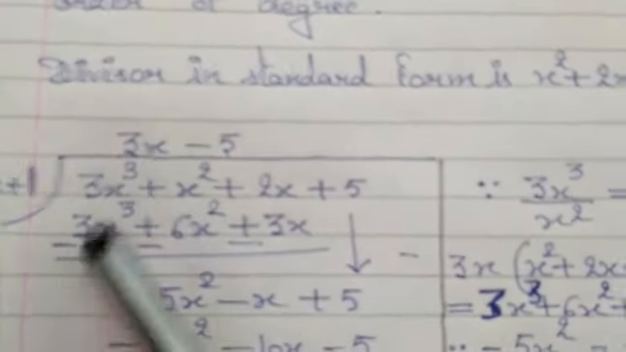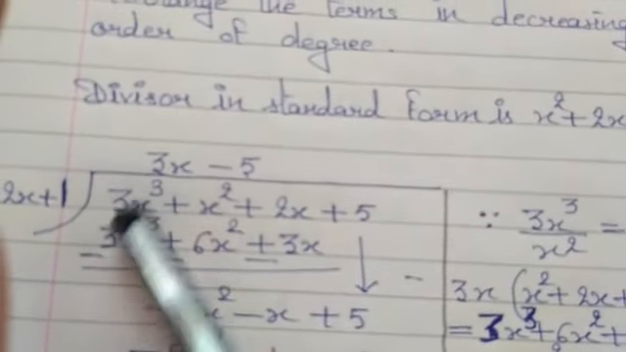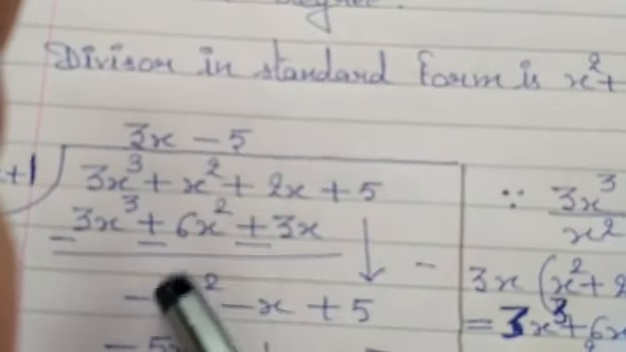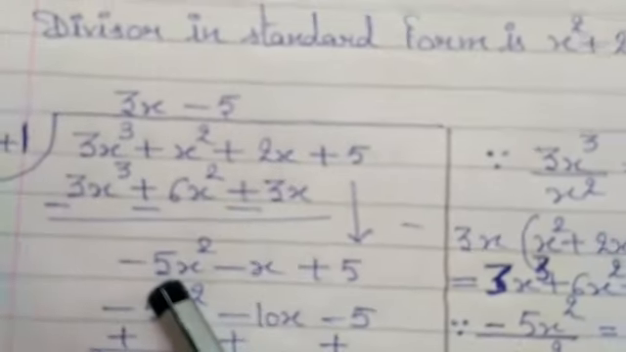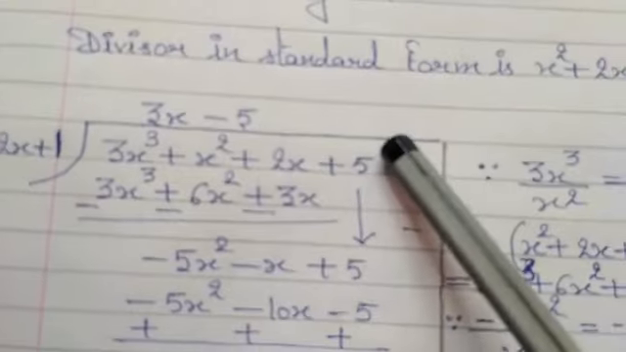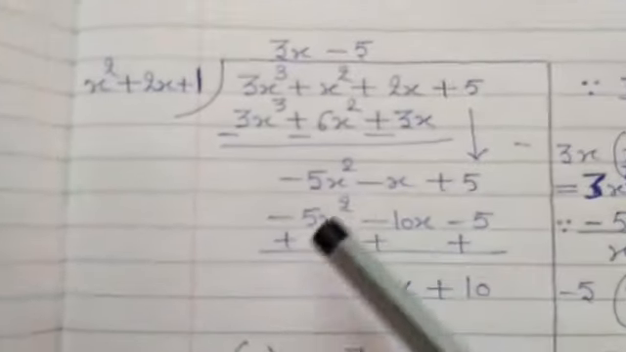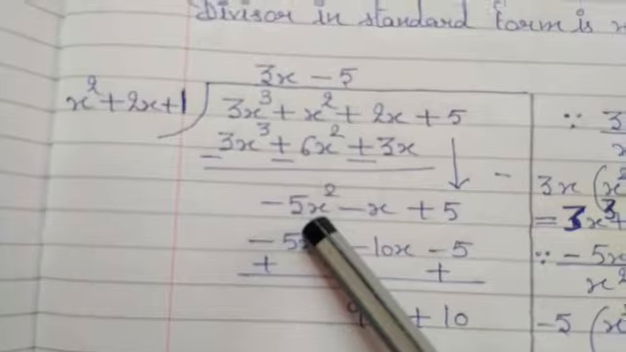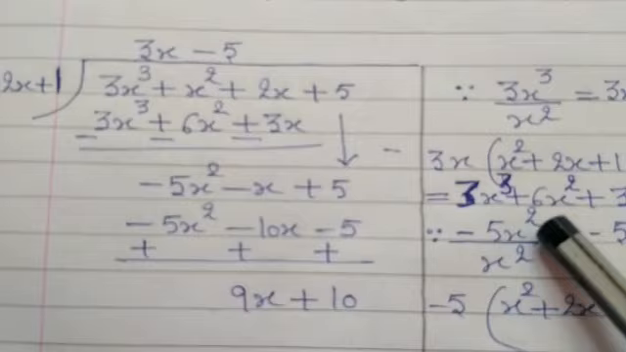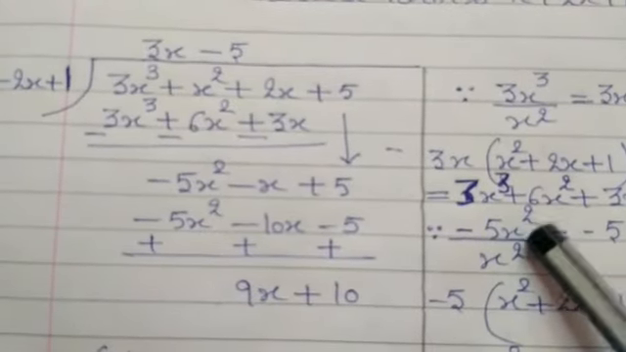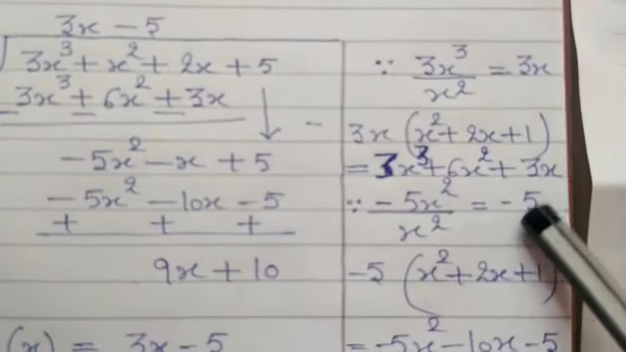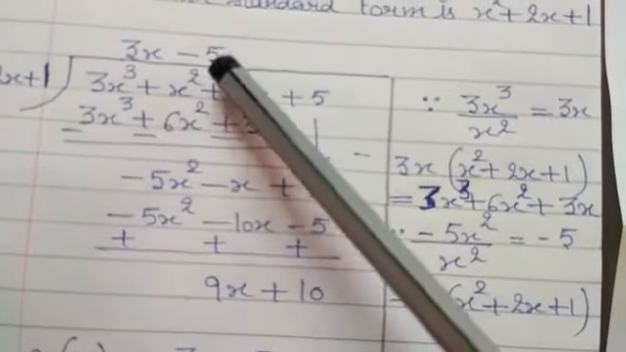Now the first terms are going to cancel: minus 3 plus 3 is 0. Here x² − 6x² gives −5x², 2x − 3x gives −x, and now carry forward 5 also. Again the same method. We have to see the first term of the dividend and the first term of the divisor. The first term of the dividend is −5x² and the first term of the divisor is x². Divide them, you will get −5. So −5 is the second term of the quotient.